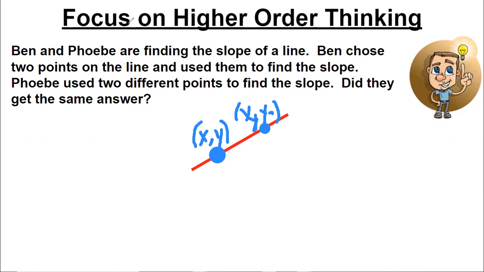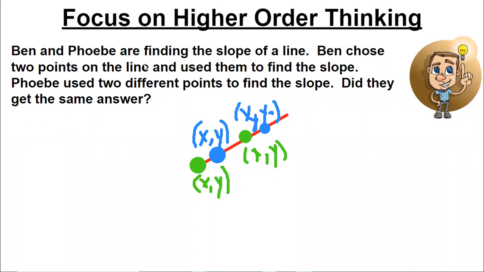Then you've got Phoebe, and she says, I don't want to pick those 2 points. So she picks this point on the line and this point on the line. And she says, well, this has the coordinate of such and such, x and y. And this one also has the coordinate of x and y. And she calculates her slope. Did they get the same answer? What do you think?